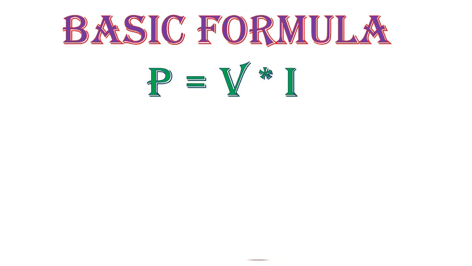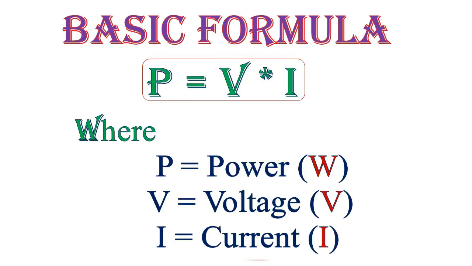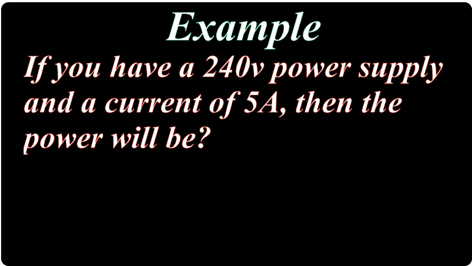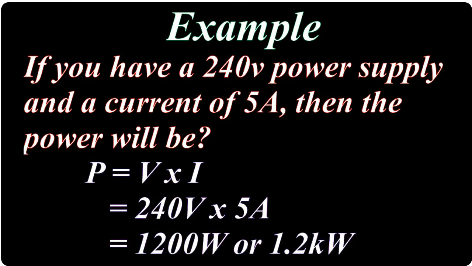The basic formula is P equals V multiplied by I, where P is the power in watts, that is the amount of energy used per second. V is the voltage in volts, that is the push that drives current, and I is the current in amperes, that is the flow of electrons. If you have a 240 volt supply and a current of 5 amperes, then the power will be 240 volts multiplied by 5 amperes, which is equal to 1200 watts or 1.2 kilowatts.